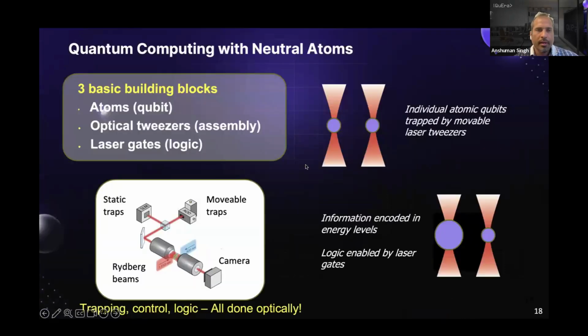So when you think about quantum computing with neutral atoms, there are three building blocks we could think about. Atoms, of course, as qubits, and then you need some kind of assembly to arrange those atoms, and then the laser gate for those logic operations. So all of these things happen optically.